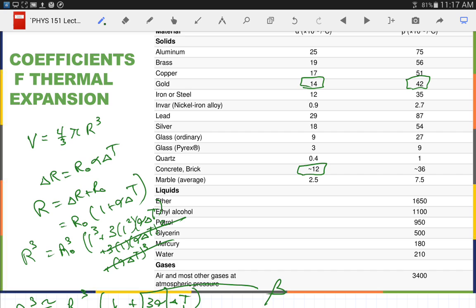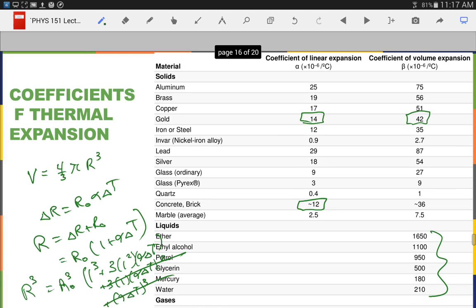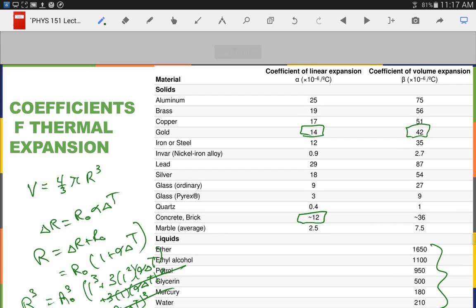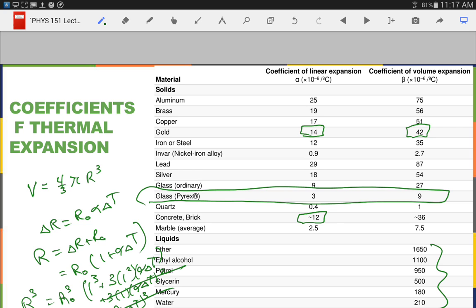Okay, so we have variations in the expansion. Notice liquids expand a lot more than solids. And what do we make glassware out of in the laboratory? Things like Pyrex. Why Pyrex? Because it doesn't expand very much. That means we can heat it and not have it break.